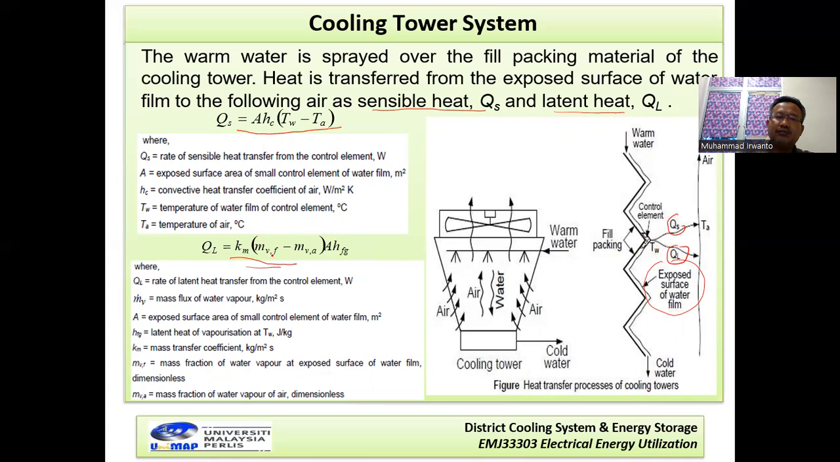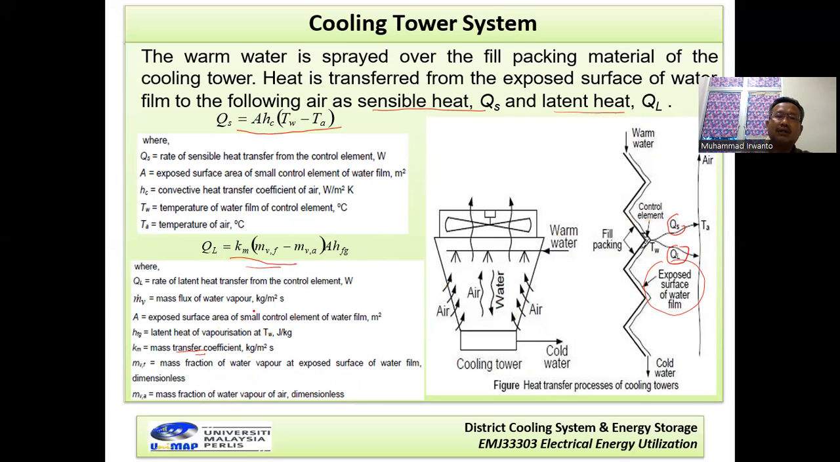Q_L = k_m (m_vF − m_vA) A h_fg here. k_m is the mass transfer coefficient. m_vF is the mass fraction of water vapor at the exposed surface of the water film. m_vA is the mass fraction of the water vapor of the air, which comes from here. A is the small area of this control element. And h_fg is the latent heat of vaporization at T_W.